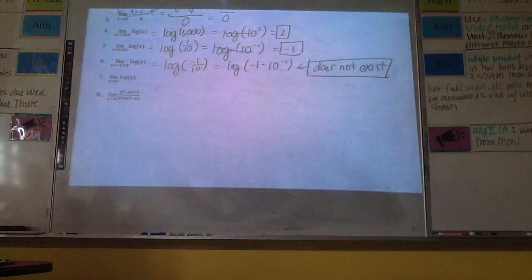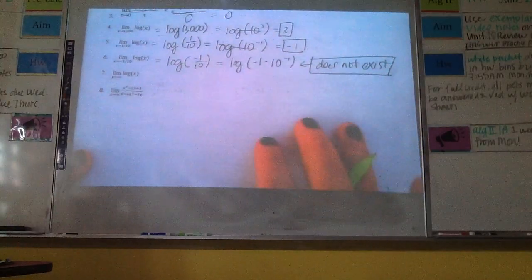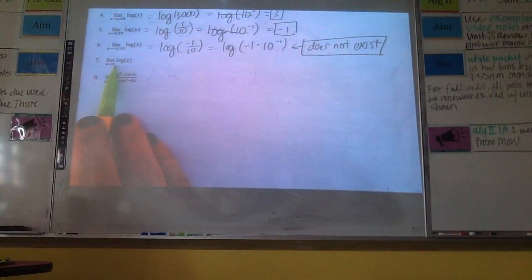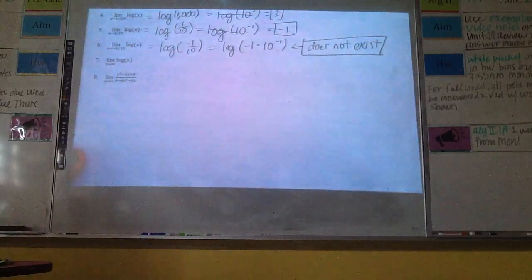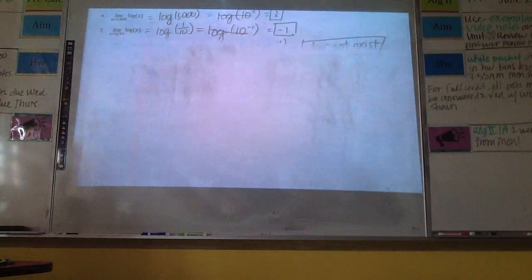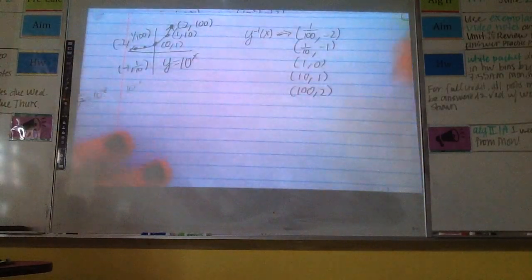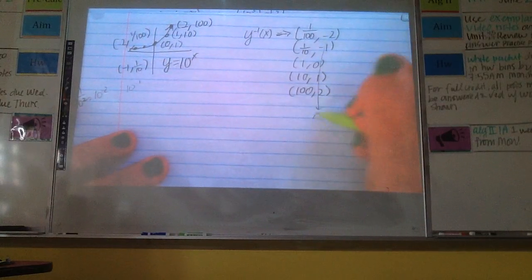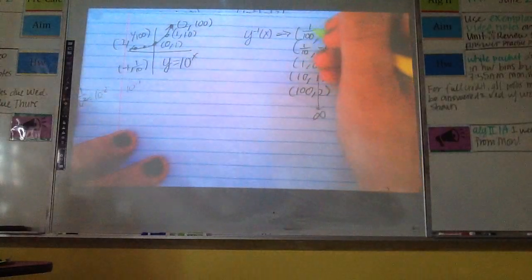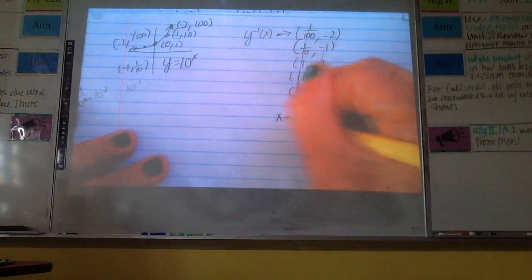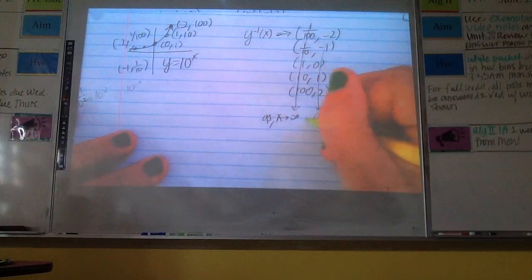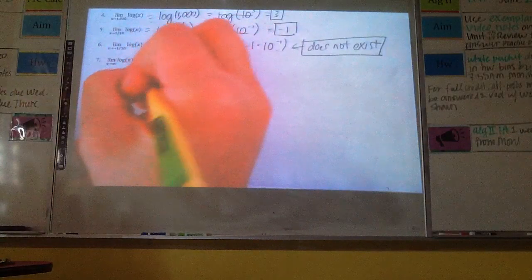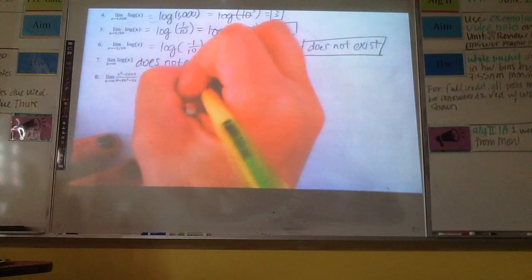Okay, just a few more. 7 is different from the other ones we've looked at so far because it's asking us the limit as x approaches infinity. That means as you move all the way to the right of the function, what is the y value doing? Well, if we look here, these y values are getting bigger and bigger and bigger. They're approaching infinity as x approaches infinity. Because it's not approaching one single y value, we say the limit does not exist.